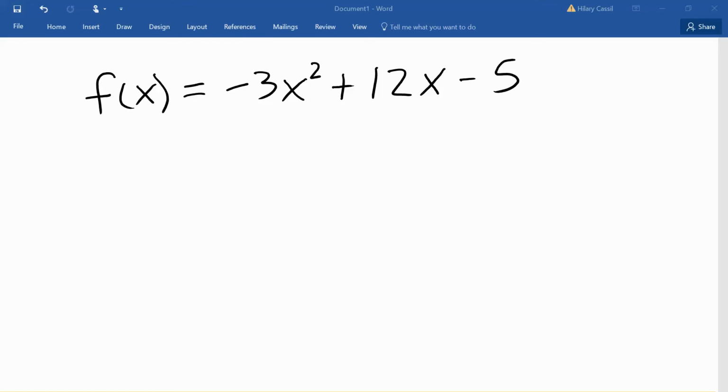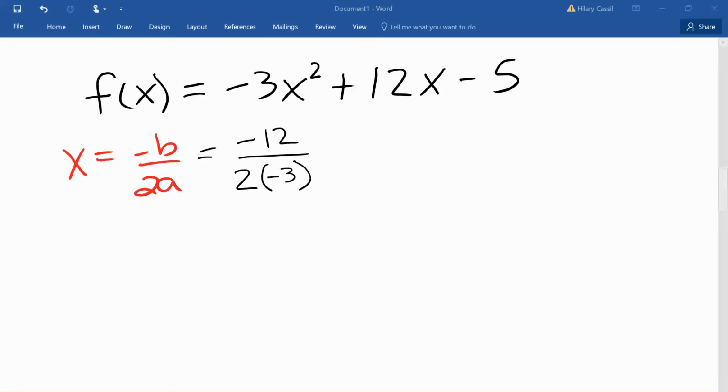To do that, we're going to consider this function f of x equals negative 3x squared plus 12x minus 5. And the first thing we're going to do is find the vertex. Now the x value of a vertex is given by taking the opposite of the b value divided by twice the a value. In this case, our b value is 12 and our a value is negative 3. And this means that the x value of our vertex is 2.